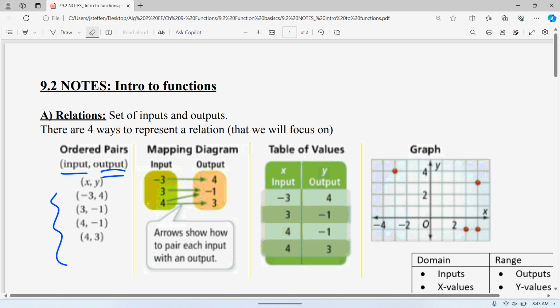The next one is a table of values. You guys have seen this already. That's when we make our T charts. And the last one is a graph where you just list those ordered pairs.